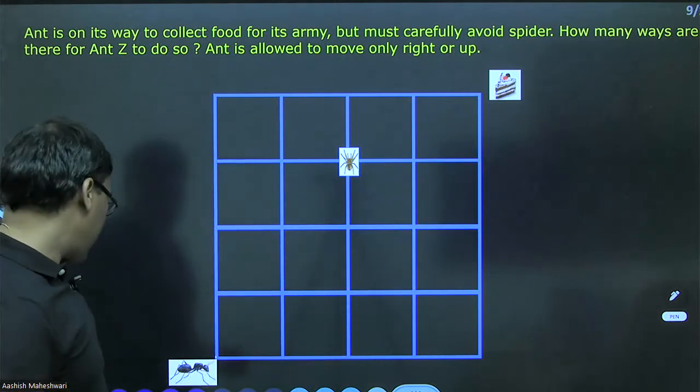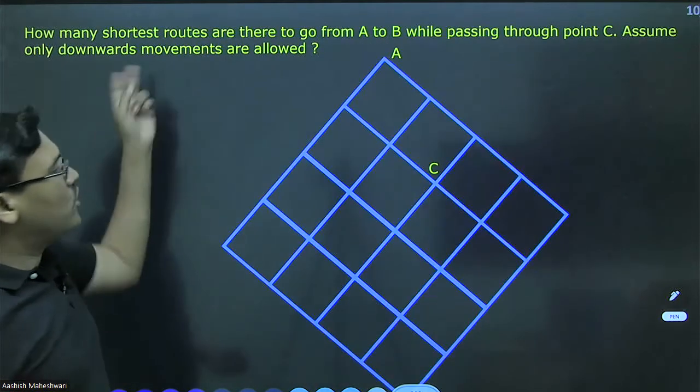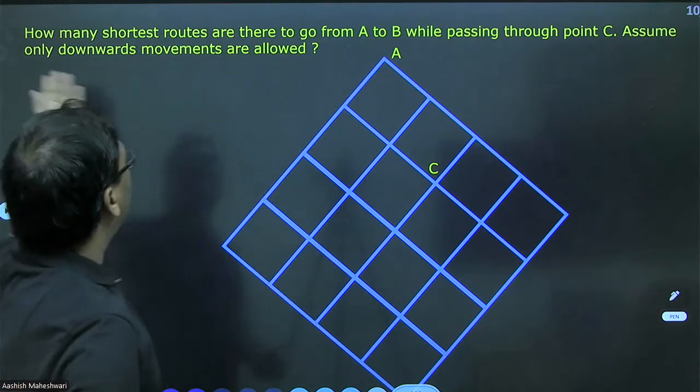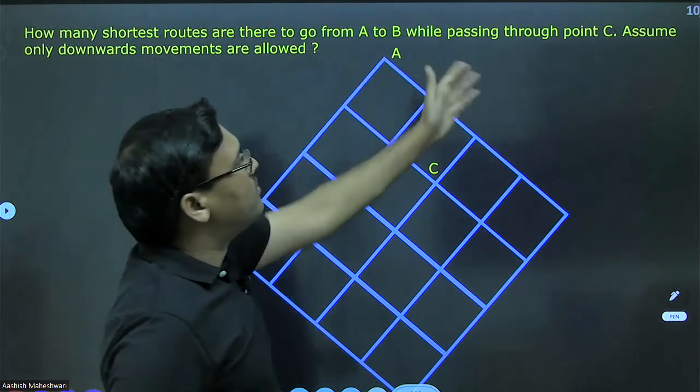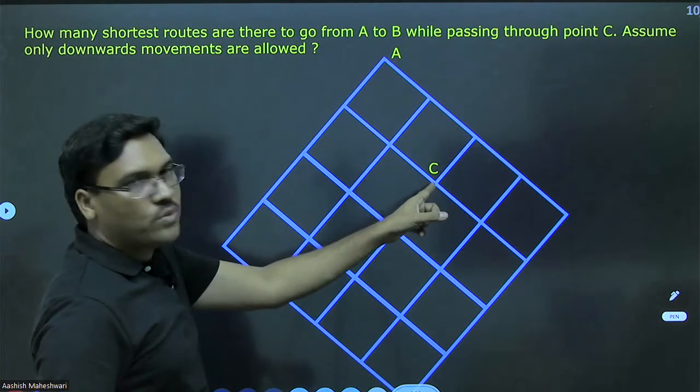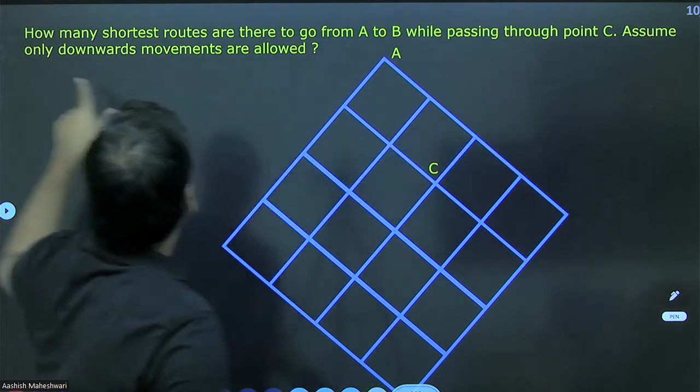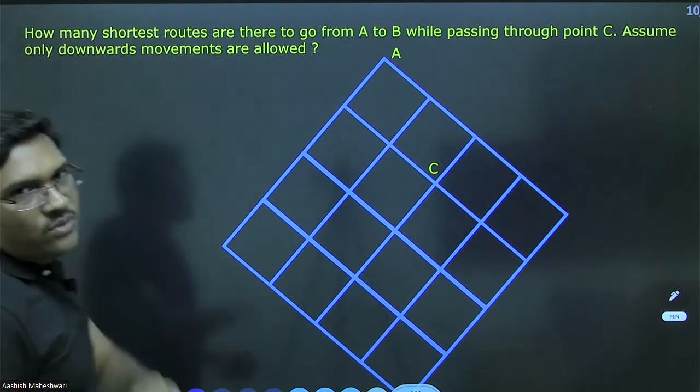You can try these types of questions. This is one more question which you can try. Same thing: how many shortest routes are there to go from A to B while passing through point C? Assume only downward movements are allowed.